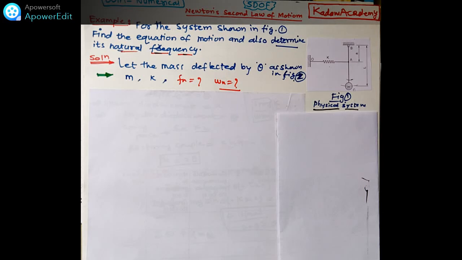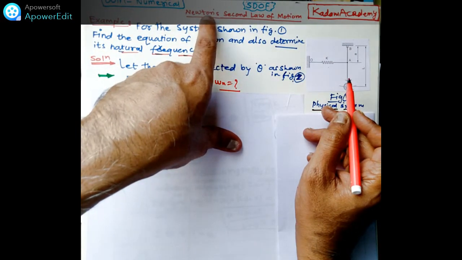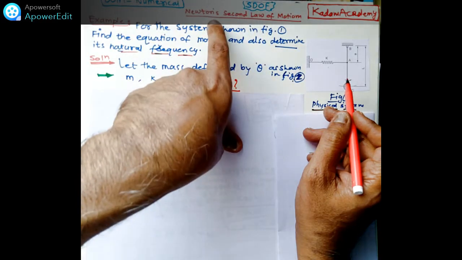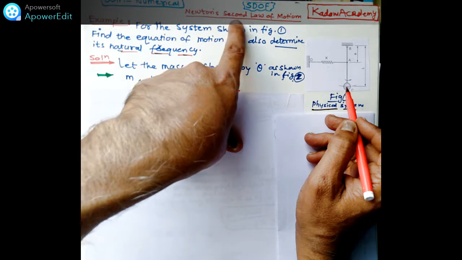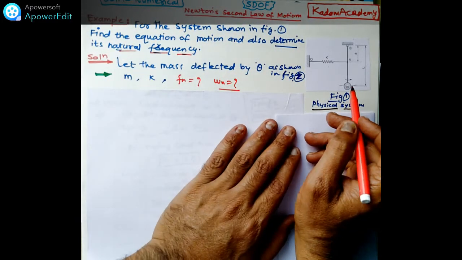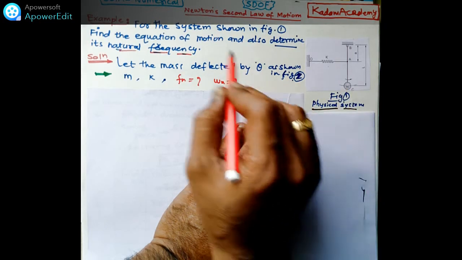Friend, this numerical is based on a single degree of freedom system, an undamped system, and it is based on Newton's second law of motion. We are using Newton's second law of motion to find out the equation of motion.